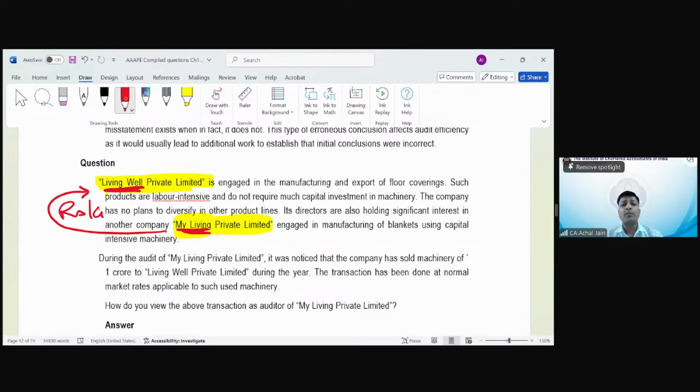Transaction has been done at normal market rates applicable to such used machinery. So all at arm's length. How do you view the above transaction as the auditor of My Living Private Limited? So you are the auditor of My Living Private Limited. Now, in this case, I think it's very simple. Any thoughts? Over to you. So we have to check whether the transaction has been done at the arm's length price or not. No, it's already covered. So I think you need not check that because this procedure is already performed.